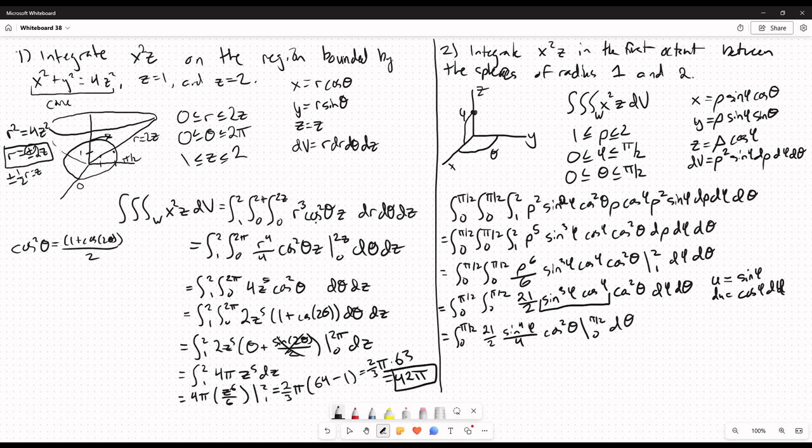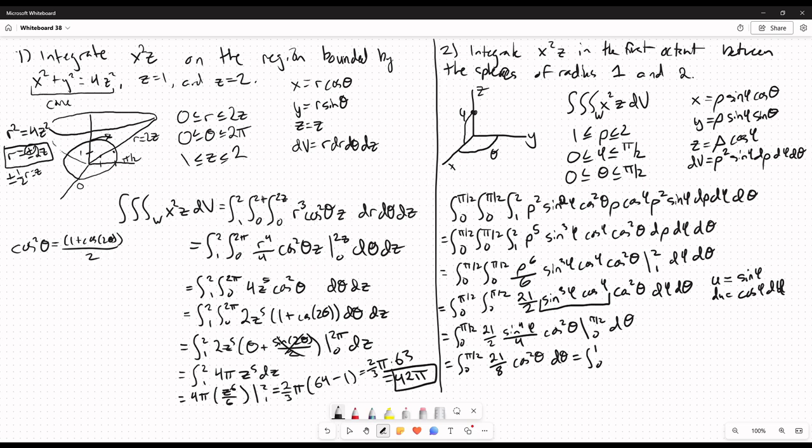When I plug in 0, sine to the 4th is going to be 0, so that won't matter. But when I plug in pi over 2, this is going to be 1. So what that really just ends up being is the integral from 0 to pi over 2 of 21 over 8 cosine squared of theta d theta. And we can do almost the exact same trick that we did last time with the change of cosine squared to 1 plus cosine 2 theta over 2.